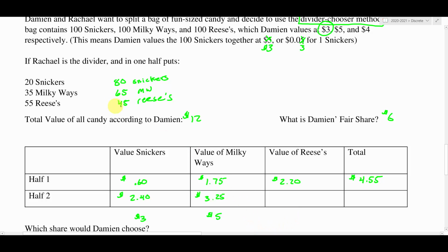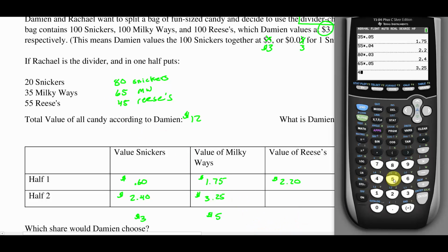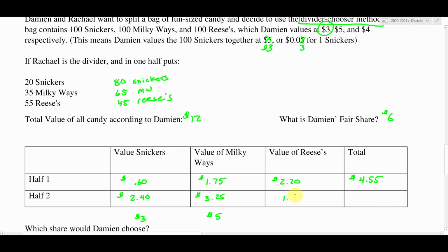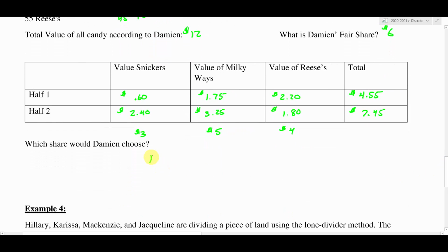Right, now last step here is just to do the Reese's. We had 45 Reese's at 4 cents a piece, for a grand total of $1.80. And again, if you add those up, you'll get $4. All right, so you see your 3, 5, and 4 that we started the problem with. Now all I have to do to figure out the value of half 2 is add the three values together. So $2.40 plus $3.25 plus $1.80 is $7.45 worth of candy. So in Damien's eyes, there's $4.55 worth of candy in half 1, $7.45 worth of candy in half 2, so logically Damien would pick half 2.